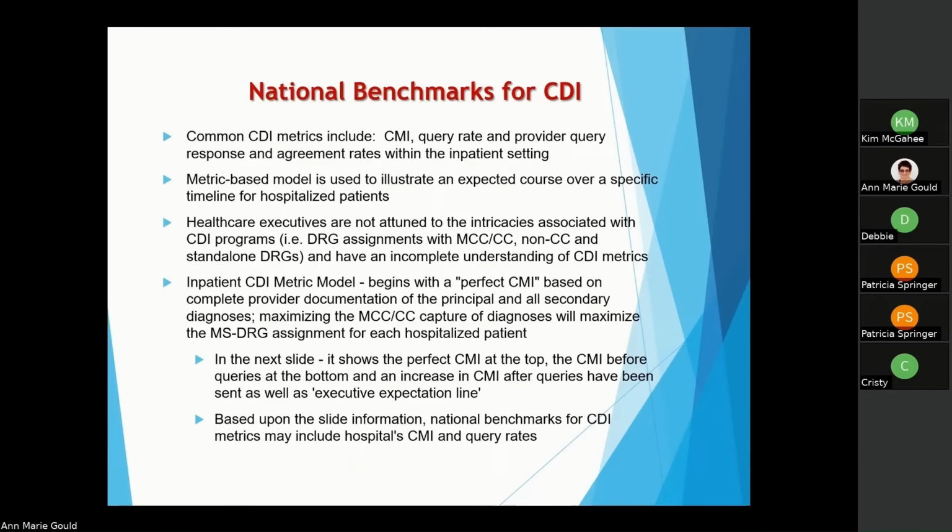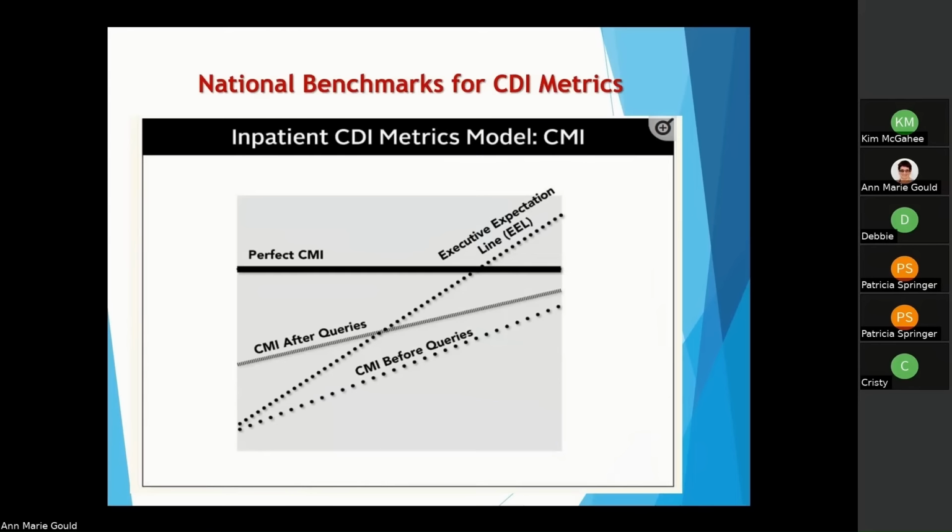Now, based upon this slide, there are national benchmarks for CDI metrics that may include hospital CMI and query rates. So when it comes to your national benchmarks, I read an article from ACDIS, I believe it was, and Cheryl Erickson, who said that there really isn't a national benchmark per se, but I did find an article that says we do have an inpatient CDI metric model that's considered national benchmarks for all healthcare organizations.